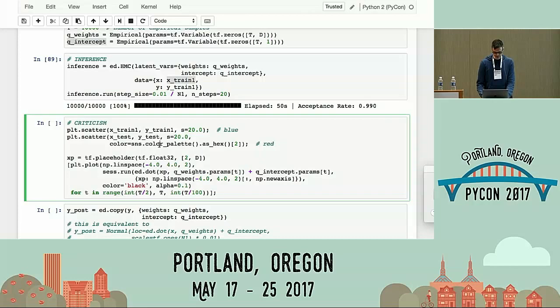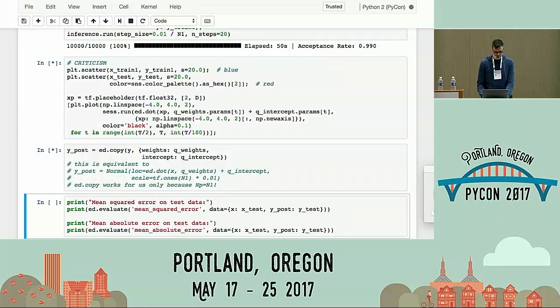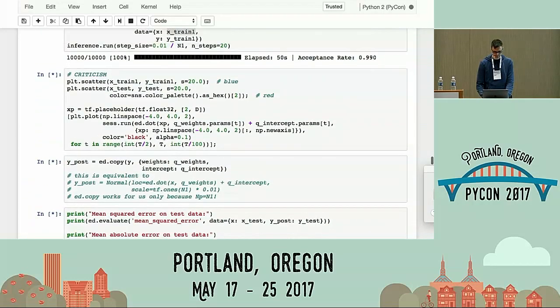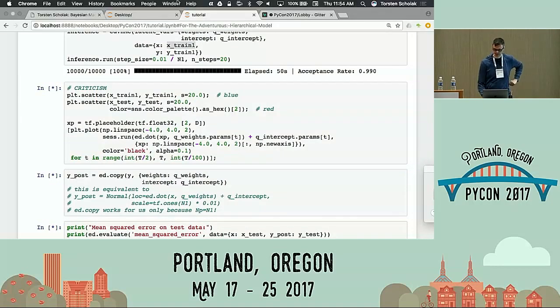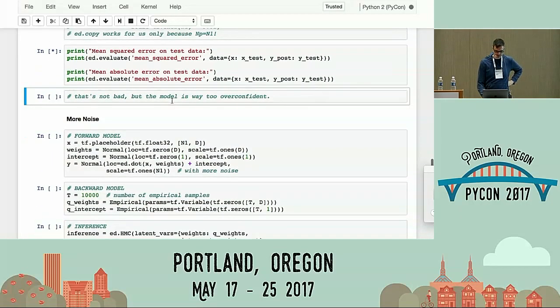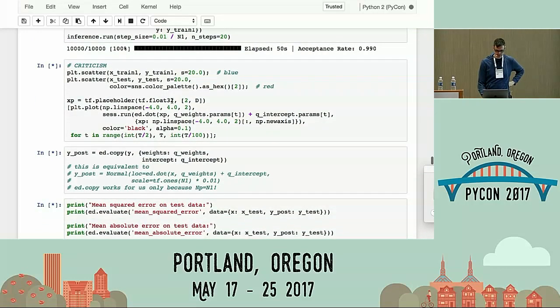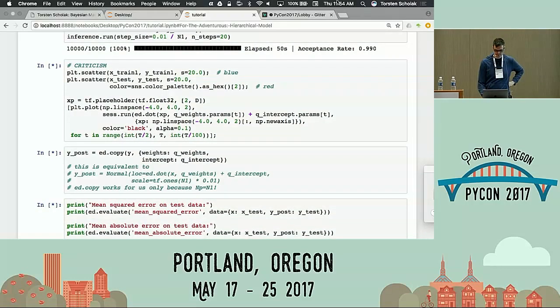And let's look how well that works. I think this takes a little bit to evaluate. It's funny, actually, the plotting now of these curves takes longer than HMC does.